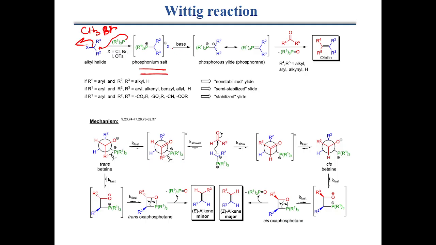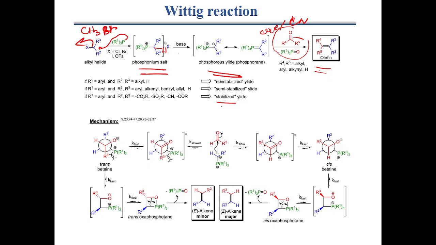Now this phosphonium salt in the presence of base abstracts this proton and forms this phosphorus ylide. Now this phosphorus ylide in the presence of an aldehyde or ketone undergoes an olefination reaction and gives this olefin. There are two possibilities: stabilized and unstabilized ylide. If R2 and R1 are alkyl or aryl, this will be unstabilized. But if this is an electron withdrawing group such as ester or cyano, then it is stabilized. So it is called a stabilized ylide.